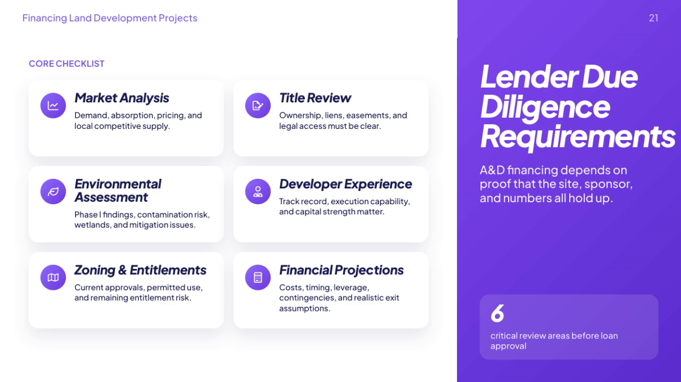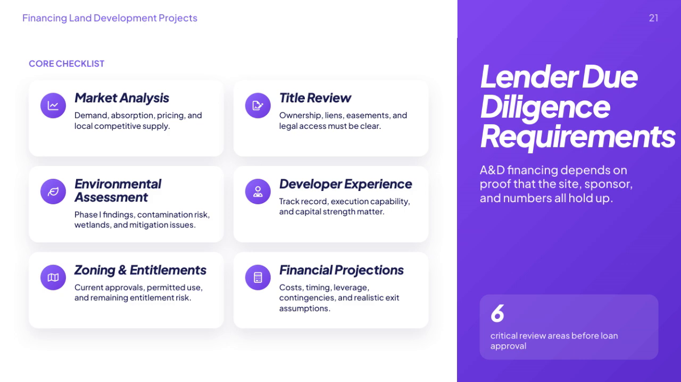Ownership must be clear, and the presence of any liens, easements, or legal access issues needs to be identified and resolved. The environmental assessment comes third. It covers Phase 1 findings, any contamination risks, wetlands, and any necessary mitigation efforts, all of which can significantly impact project viability. Then, the developer's experience plays a major role. Lenders want to see a strong track record, proven execution capability, and sufficient capital strength to manage and complete the project.